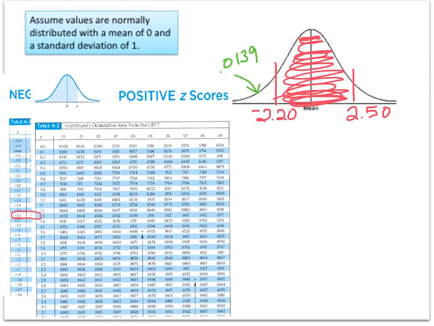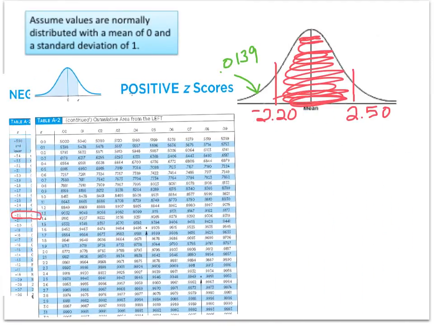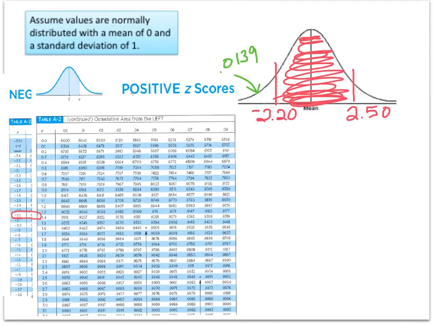And in our positive 2.50, let's see what that is. That's at 0.9938. That value, notice, goes from this tail all the way up to here. So it starts here and it goes all the way up to here. So that amount is 0.9938.